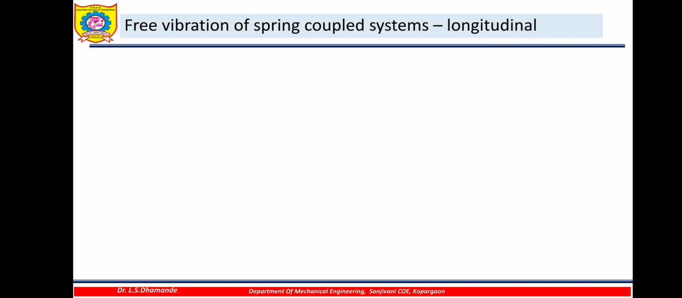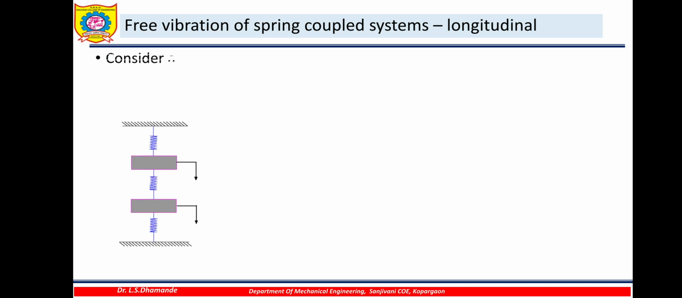So here we are going to see the free vibration of spring coupled systems when it is having the motion in the longitudinal direction, and we will try to determine the natural frequency and the mode shapes of this particular system. We have already seen the importance of natural frequency to avoid resonance. So let us consider this 2 degree of freedom system as shown in this particular figure.